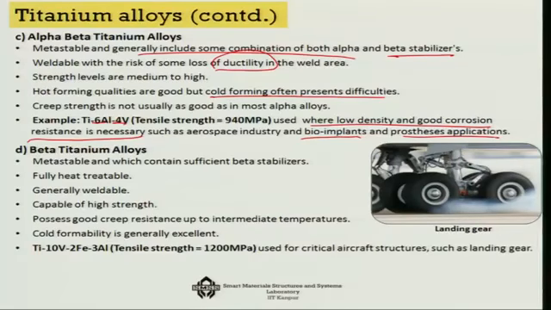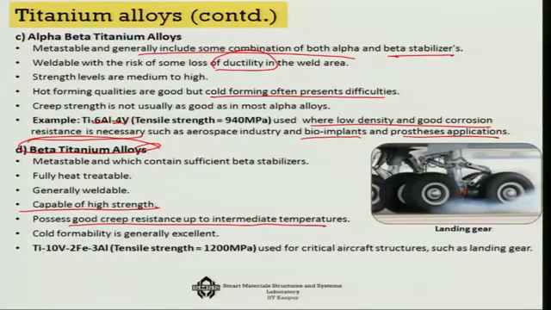Finally, the important one is the beta titanium alloys. And this one is fully heat treatable, generally weldable. It is actually capable of high strength, and also it possesses very good creep resistance up to quite a high temperature, and cold formability is generally excellent.